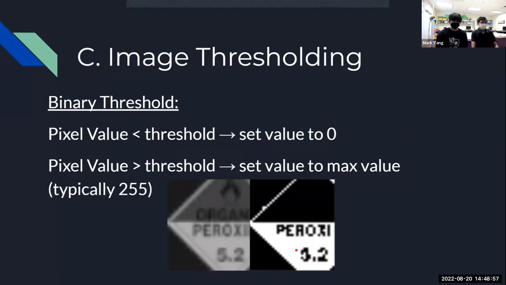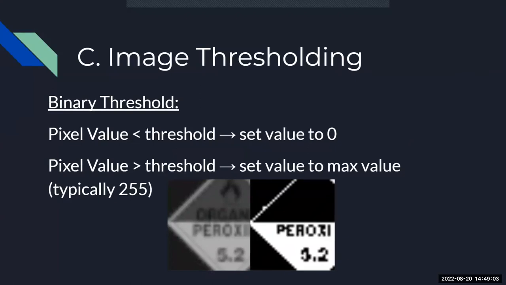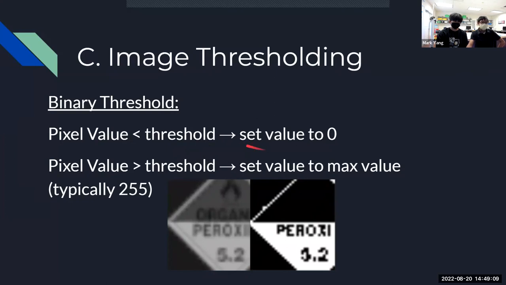In this case, we use a binary threshold. And how it works is you check all the pixels of the image against the threshold value you set. If your pixel value is less than the threshold, you set it to 0. And if your pixel value is greater than the threshold, then you set it to the max value, which is typically 255 since that's white.